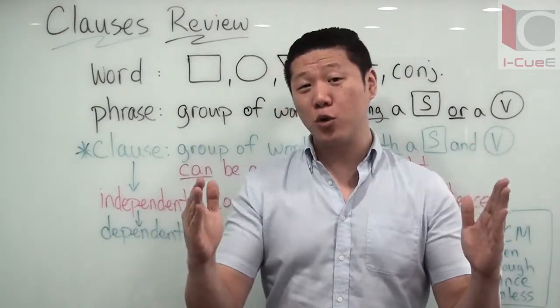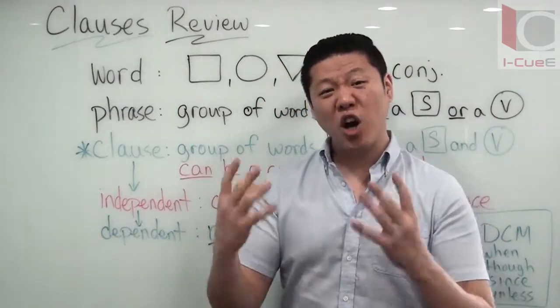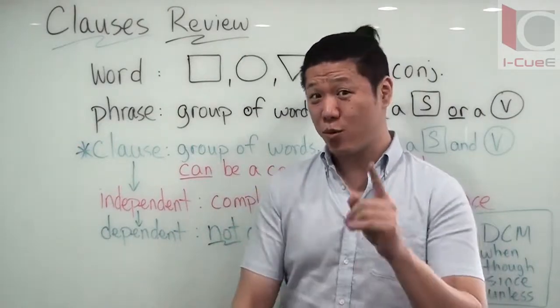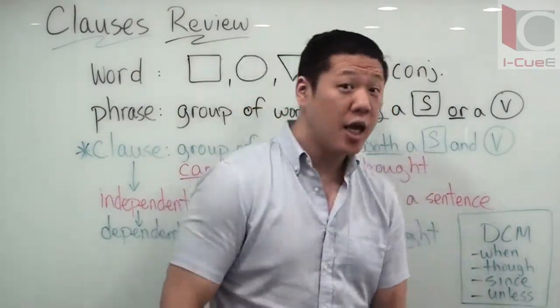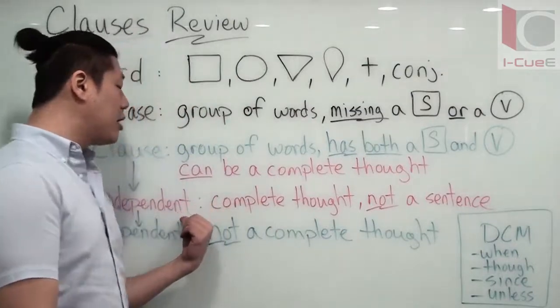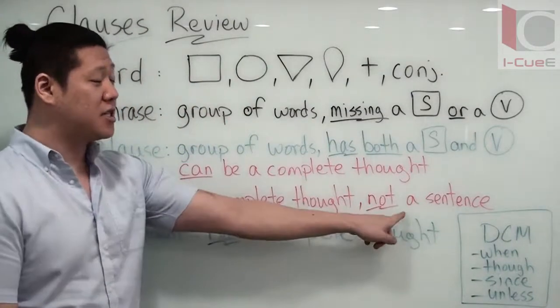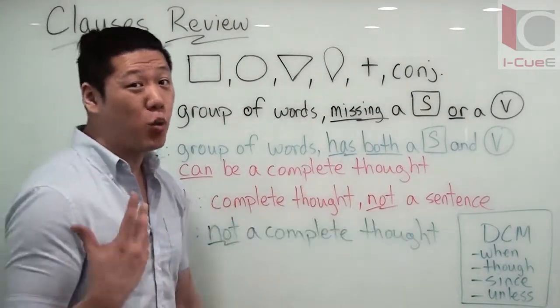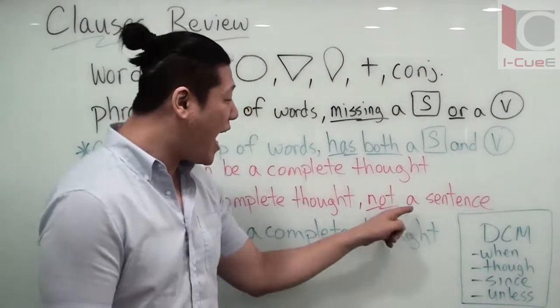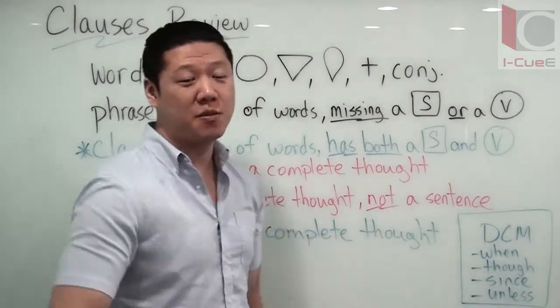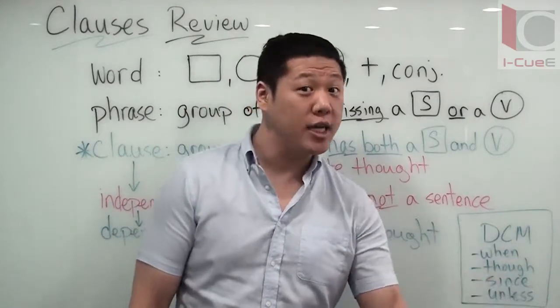If you have those with a clause, you turn the clause into a sentence, and we'll get into that in another lesson. But right now, just remember, an independent clause is a complete thought, still not a sentence, because what's it missing? You need to add that to get to the next level. It's missing the capitalization and the punctuation.